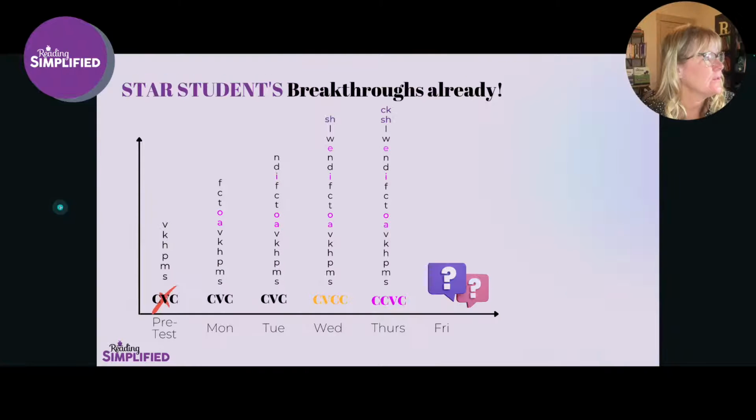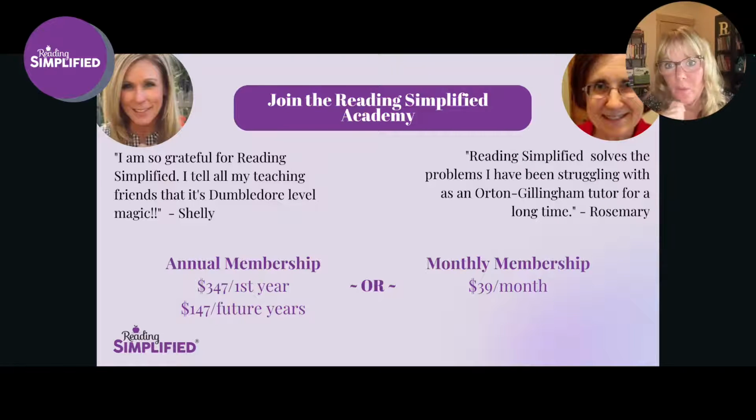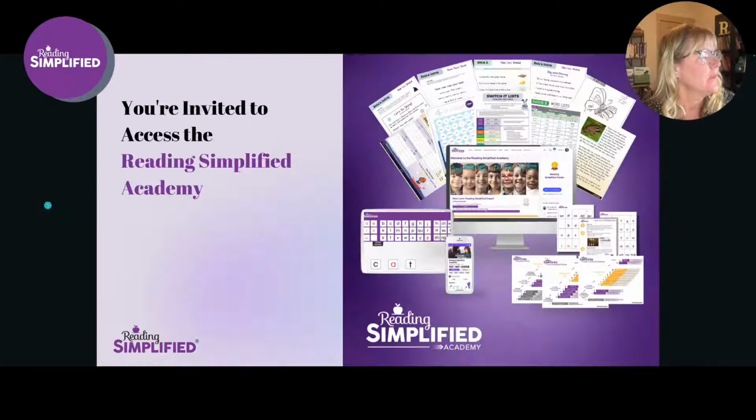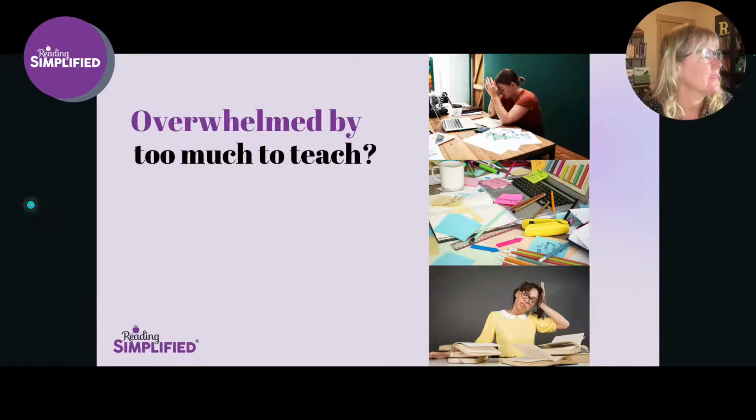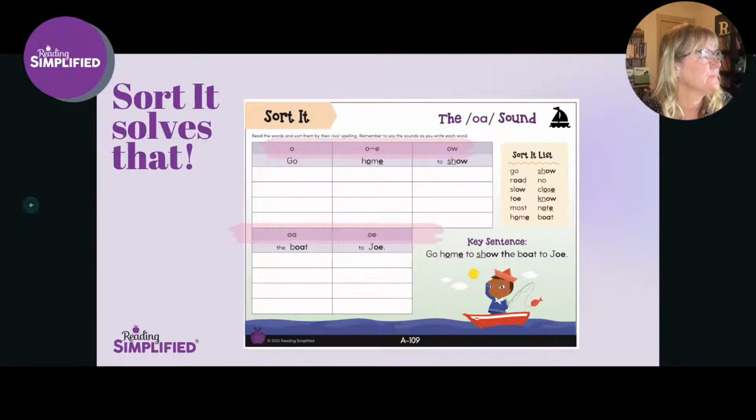That's a review from Thursday. So that's why we want you to get the full system, learn the full 3 parts, learn our scope and sequence, get access to all of our decodable texts and our sorted pages like this one. So you don't have to recreate the wheel yourself.